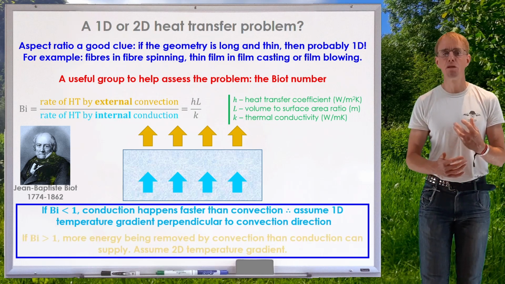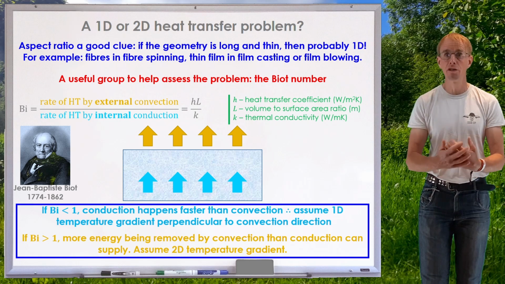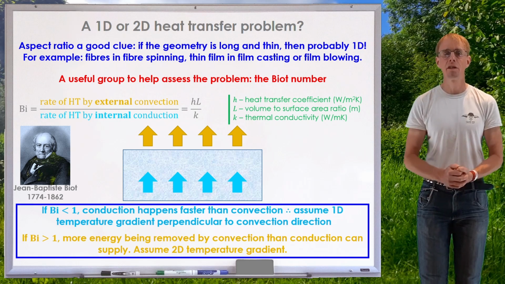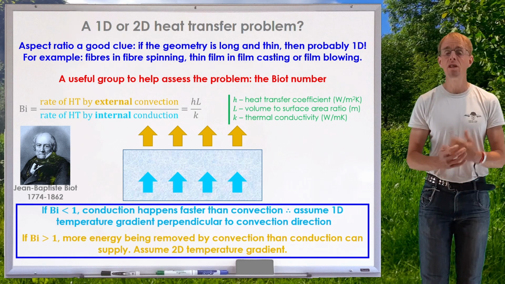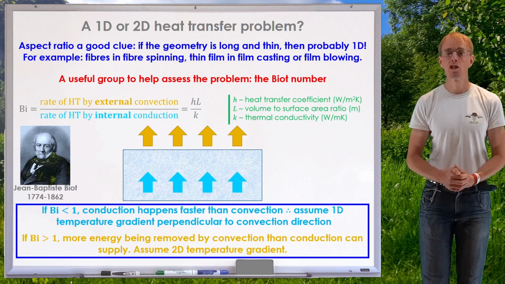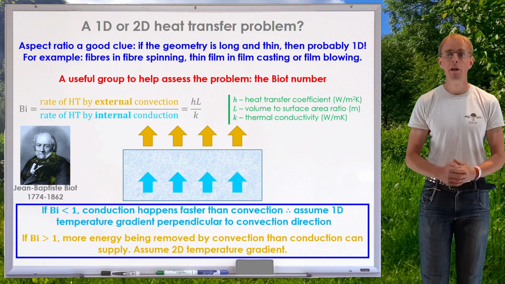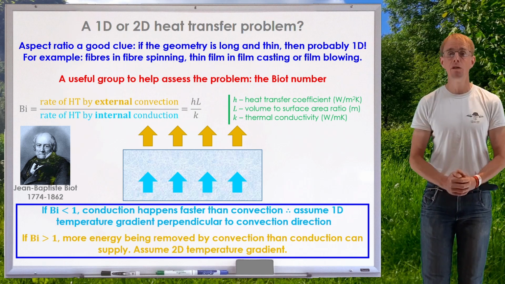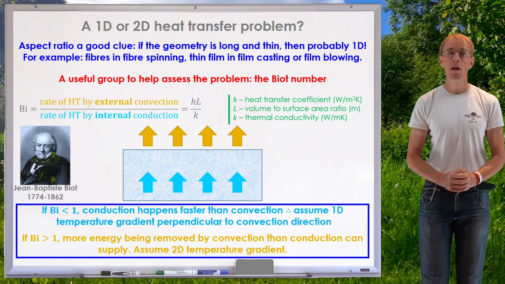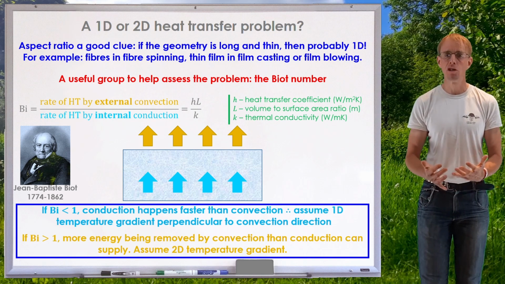If the Biot number is greater than 1, that infers that the rate of external convection is greater than the rate of internal conduction. Therefore, you're likely to have a temperature gradient in that convection direction, as well as probably perpendicular to it. So you've probably got a 2D problem. In summary, the Biot number is really useful in helping us assess whether we've got an essentially one-dimensional heat transfer problem or a multi-dimensional heat transfer problem.